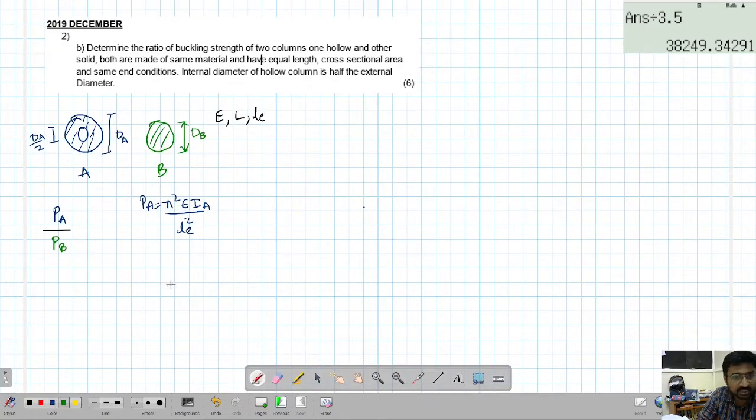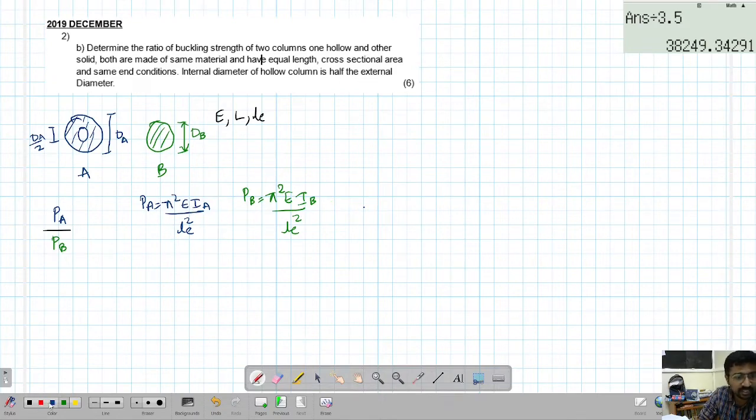Now PB is given by the same formula. This formula is Euler's buckling formula, so the student is expected to remember this: pi square E IB upon LE square. Observe that in both equations I have used E and LE because both are the same for the columns. It is not different. Only I is different.